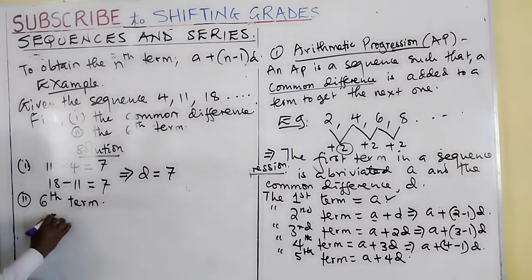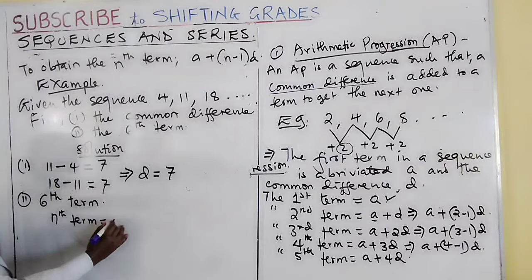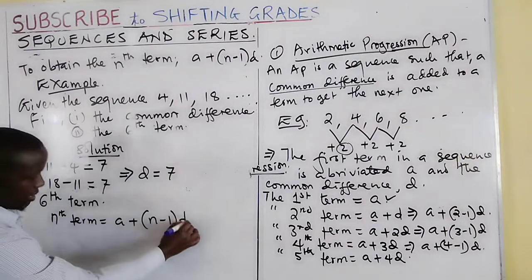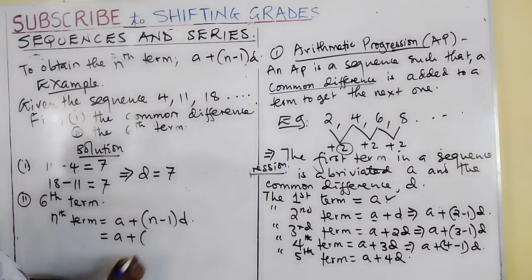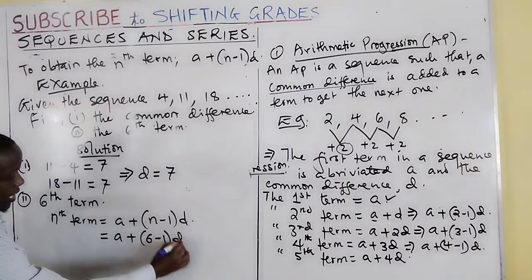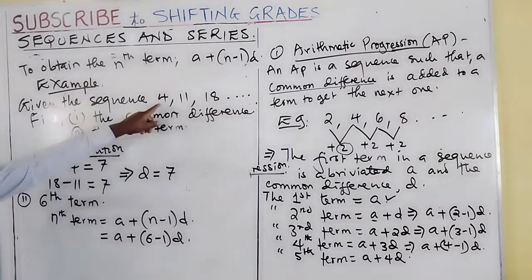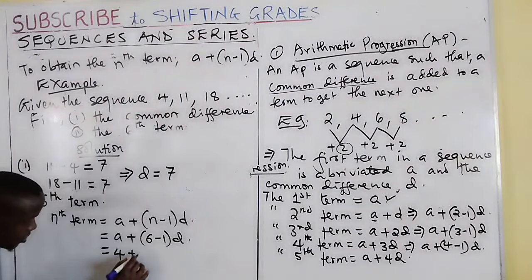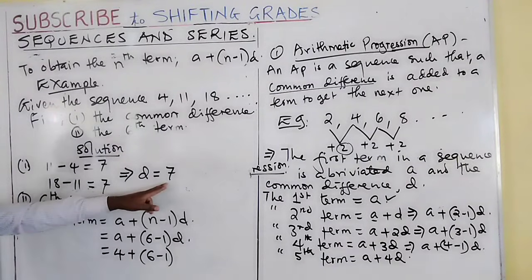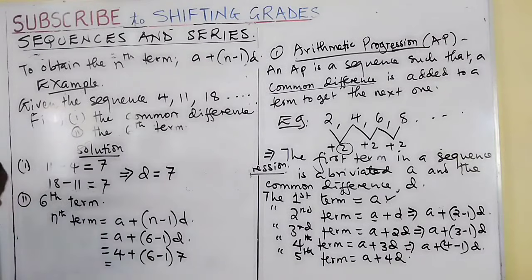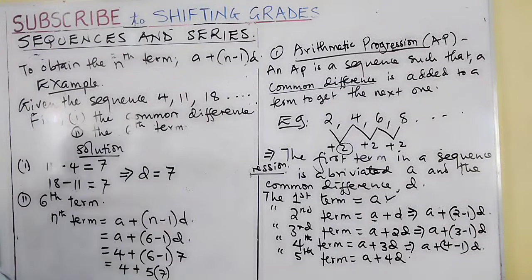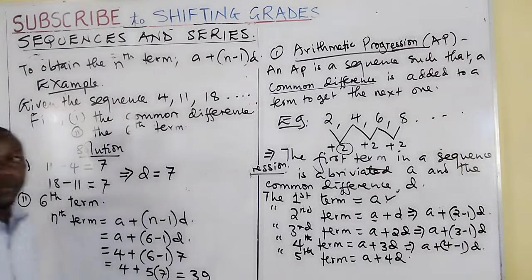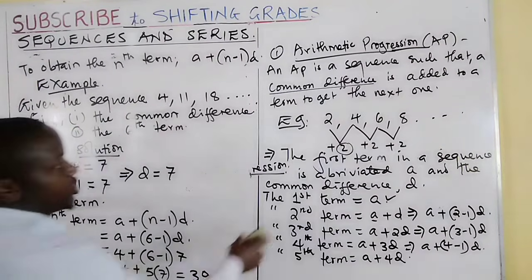Remember, we had said that to get the nth term, we take a plus n minus 1 into d. Now because this is the 6th term, we shall get a plus 6 minus 1 into d. So in this sequence, the first term, which is a, is 4, plus 6 minus 1 into d. The common difference was found in part 1 as 7. Therefore, the 6th term will be 4 plus 5 by 7. So this will be 4 plus 35, which is 39. Therefore, that's how we obtain the 6th term for such a sequence.